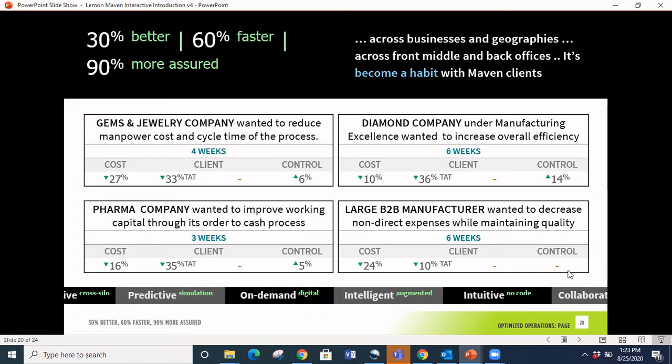So these are some of the use cases in manufacturing sector where Maven has been used extensively, and we have delivered results as I mentioned earlier in a 30% better, 60% faster, and 90% more assured way.